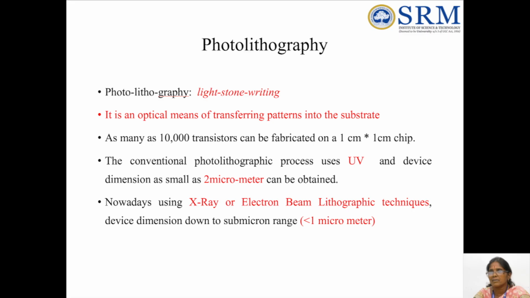Photolithography is light stone writing. It is an optical means of transferring a pattern into a substrate. As many as 10,000 transistors can be fabricated on a 1 cm by 1 cm chip. The conventional photolithography process uses UV, and device dimensions as small as 2 micrometers can be obtained. Nowadays, using X-ray or electron beam lithography techniques, the device dimension can go down to the sub-micron range, less than 1 micrometer.